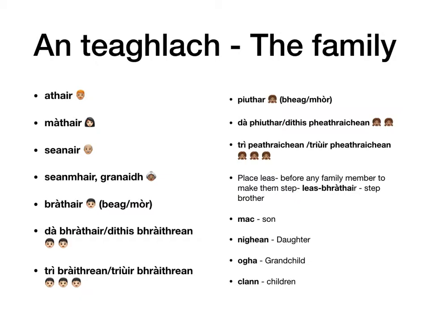Also, the word mac, son. Nighean, daughter. Then there's ua, a grandchild of any description. That's where we get the O in Irish names, O'Neill. For example, O'Brien, as in the grandchild of Brian, instead of Mac Neil, for example, the son of Neil. And then we also have the word clann, children, where we also get the word clan from. Clan Owen, Clan MacDonald.